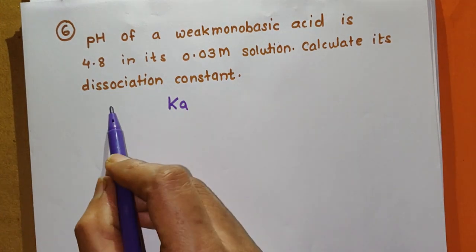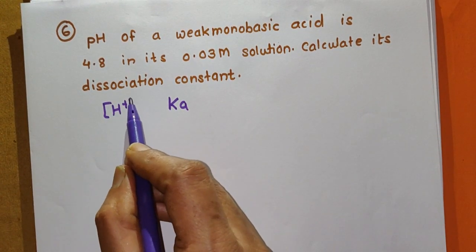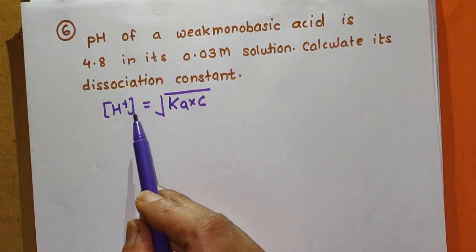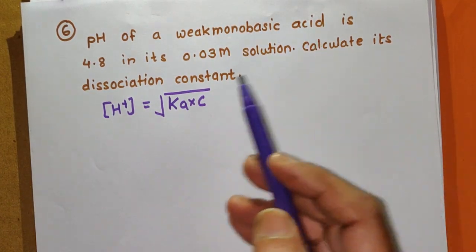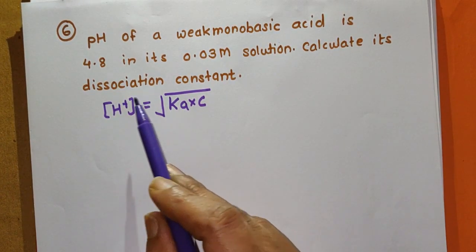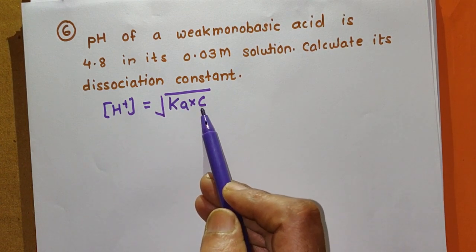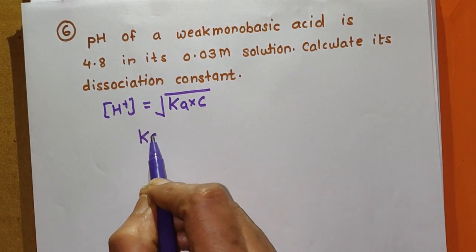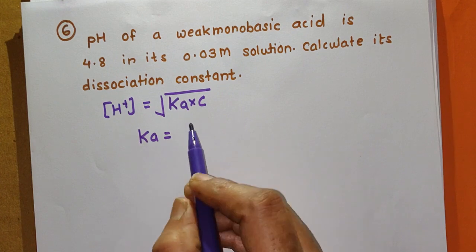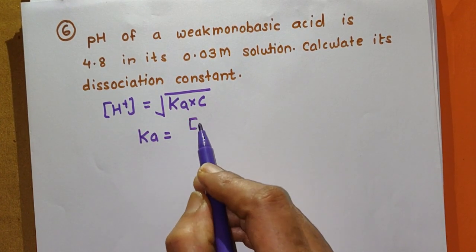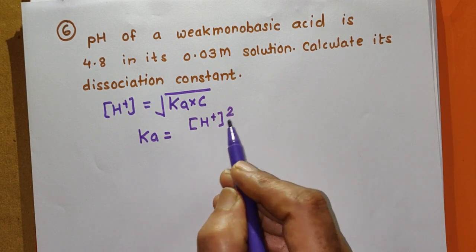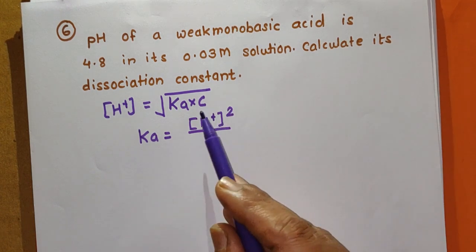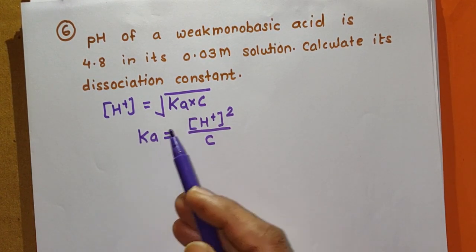Now you have determined that the concentration of H plus ions is equal to root Ka into C. The concentration of H plus ions for weak monobasic acids is equal to the square root of Ka, that is the dissociation constant, into the concentration of that acid. So you can write this formula like this also. Ka is equal to, squaring on both sides, Ka is equal to the concentration of H plus bracket square divided by C. By using this formula, you can calculate the dissociation constant of the acid.